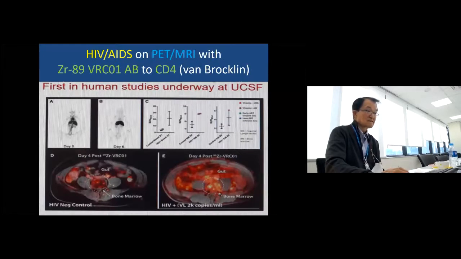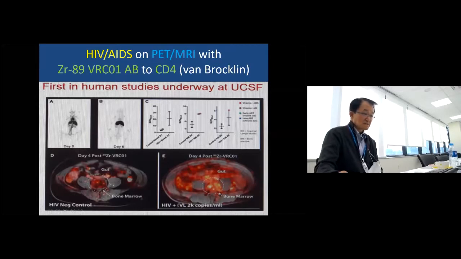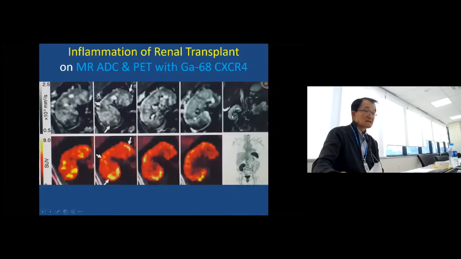Okay, and this antibody is attached to CD4 effector T cells. It shows very intense uptake in the liver and spleen. There is some activity here, and in the bone marrow in this animal study, but the bone marrow human study shows this in HIV-infected patients. And then a gallium-68 isotope labeled with a marker of inflammation in transplant shows inflammation in the renal cortical parenchymal tissue.